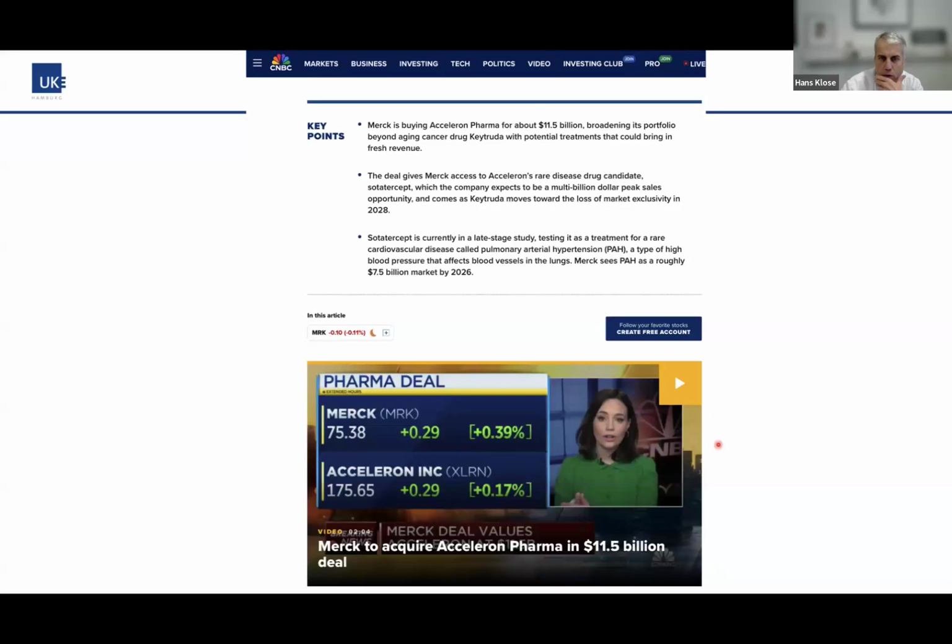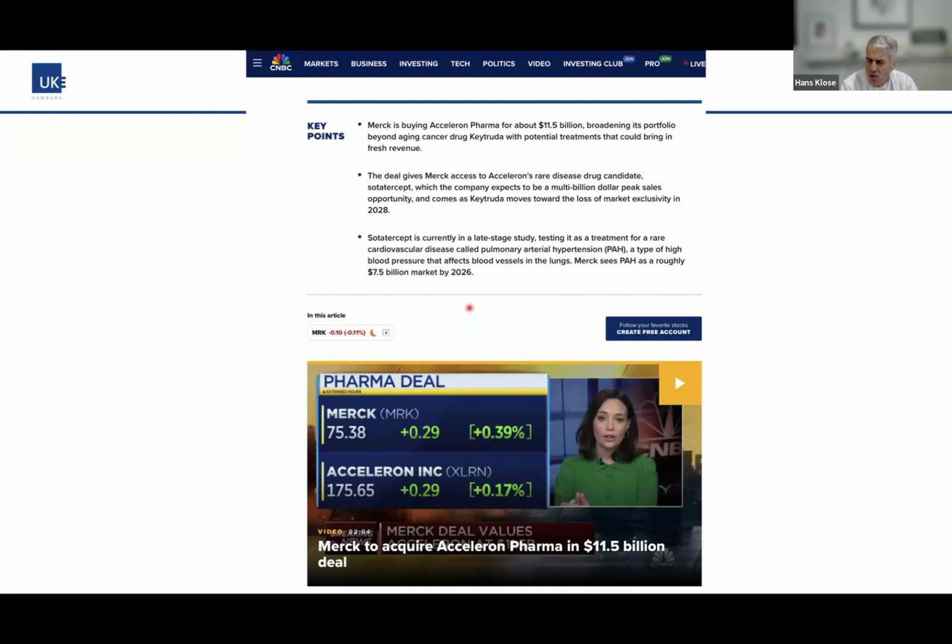So this leads to one of the biggest pharma deals ever in the world. Acceleron was the company who designed this new drug, and it was bought by Merck for $11.5 billion. So this is a huge deal, and you can look here. They think about a 7.5 billion market in 2026 for this drug.